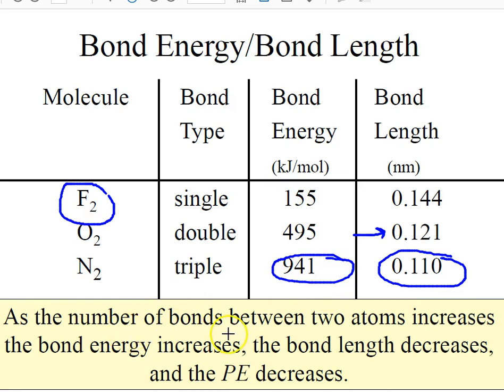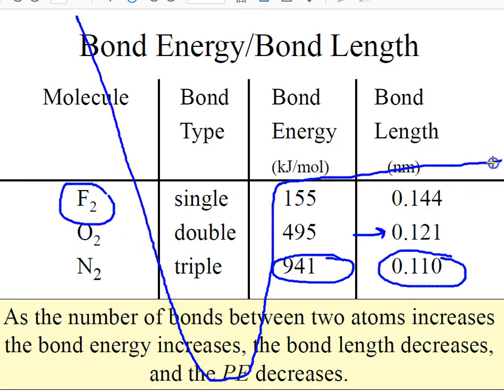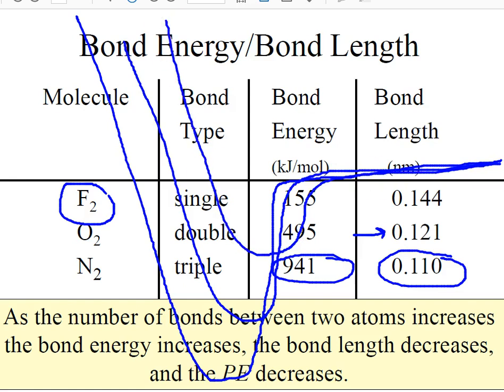So the number of bonds going up causes the bond energy to increase and the bond length to decrease. And the potential energy, if you're thinking about our graph, is going to dip down way lower if there's a triple bond. It's not going to dip down as much if there's a double bond. It's not going to dip down nearly as much if there's a single bond. So that low dip tells us that bond is really strong.